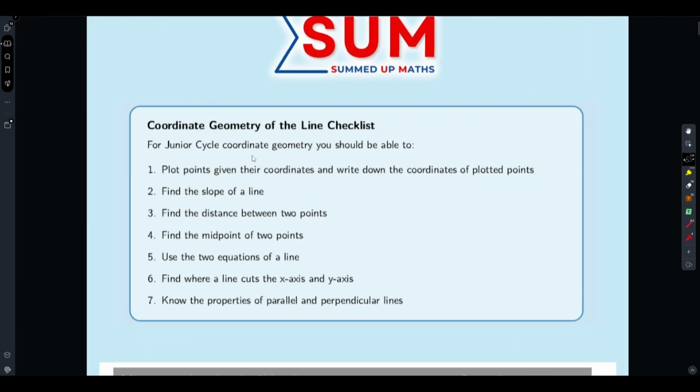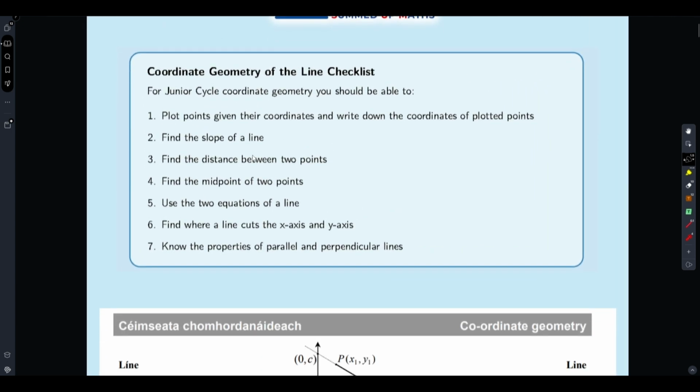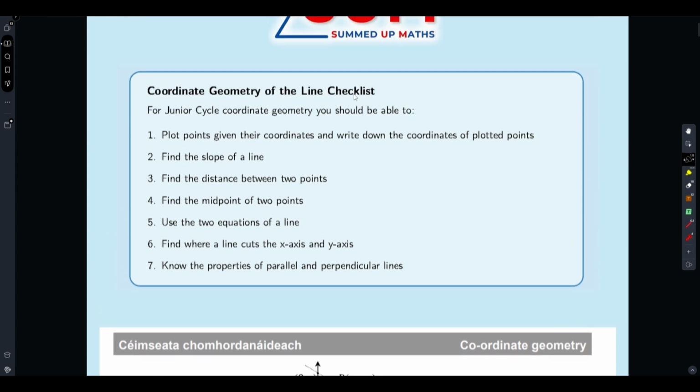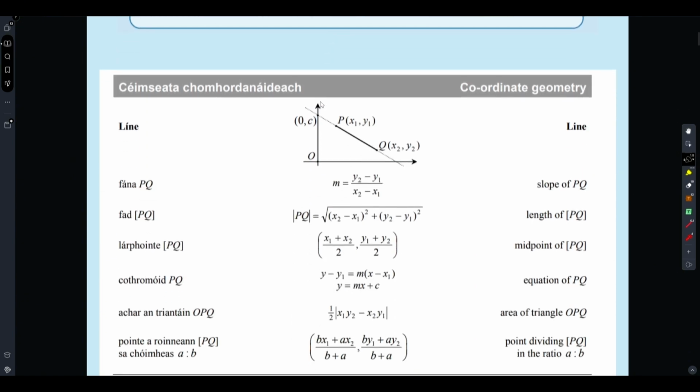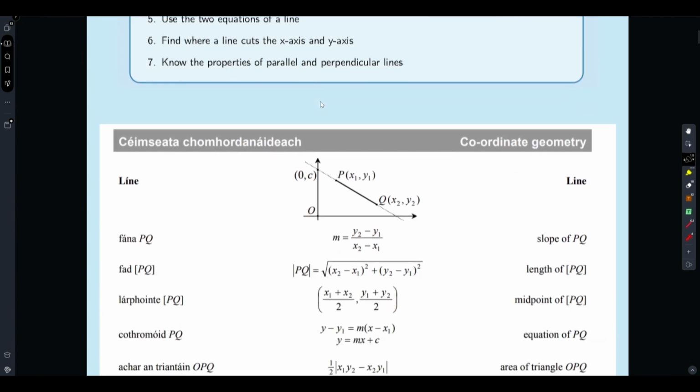Okay, so it's not too bad of a topic. There's only so much that we need to know, and this worksheet's actually very good because it tells you everything we need to know, and it has exam question examples on each individual one. This is the checklist that we need to know. So 7 things, and we'll be going through them one by one. I'll come back to that at the end.